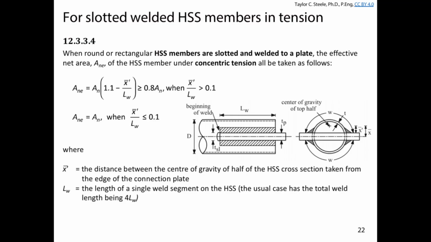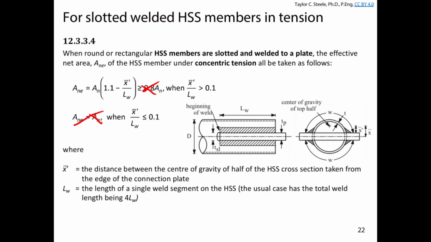We take ANE is equal to the net area times some shear lag factor. Generally, I don't like the way this is written necessarily. Let's just pretend that this isn't here for now. Basically, we're just going to say ANE is the net area that we have left over once we get rid of the slotted component, multiplied by a shear lag factor that looks pretty similar to what we've seen before. Before we used to see 1 minus x bar over L. Now we have 1.1 minus x bar over LW.